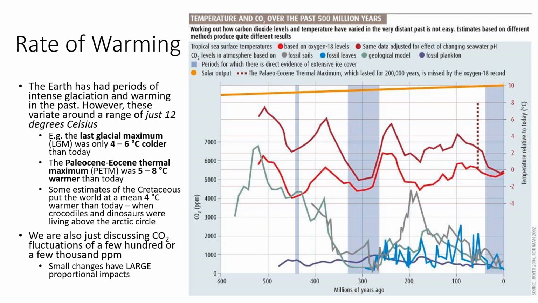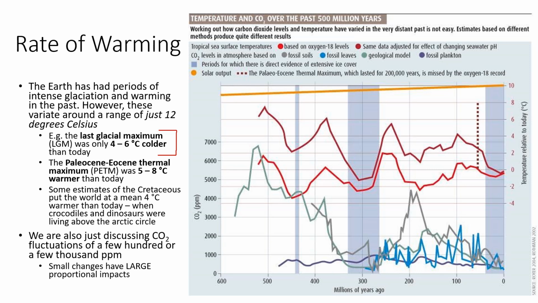And like I said, the Earth has had very warm periods. The Earth has had very cold periods. The last glacial maximum, for example, the furthest south that the ice advanced, 15,000 years ago or so, was only 4 to 6 degrees Celsius colder than it is today. That's global average temperature, only 4 to 6 degrees Celsius colder than today.